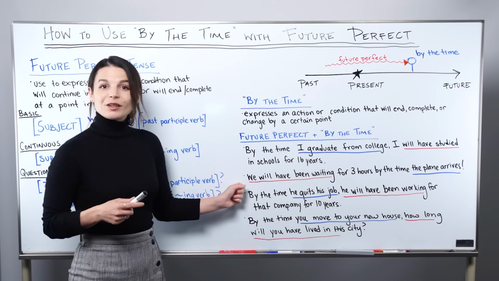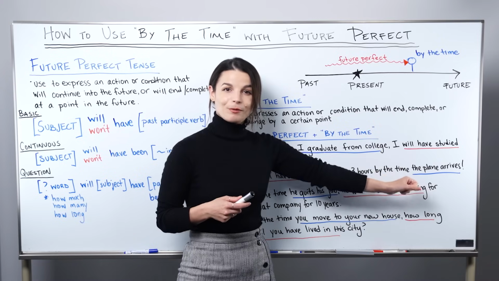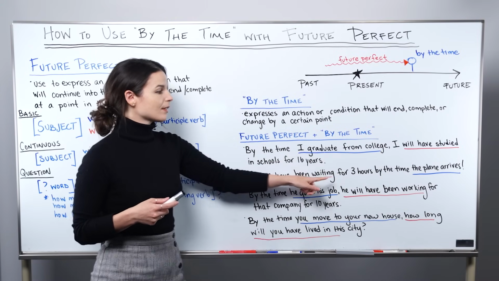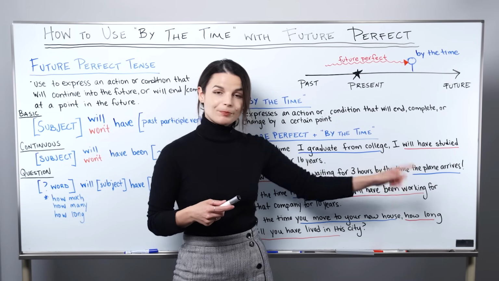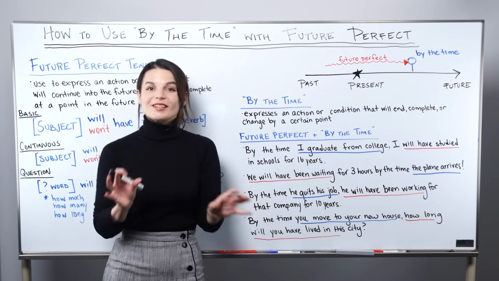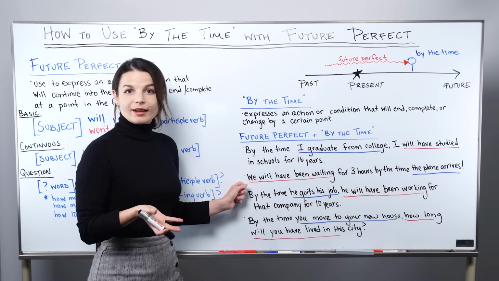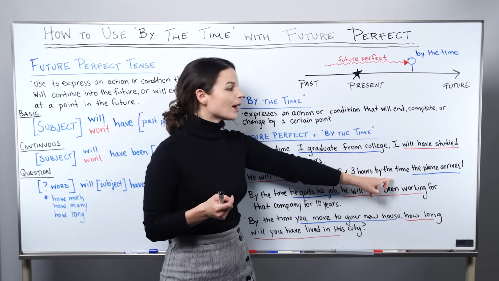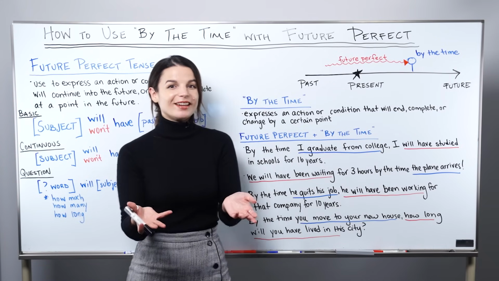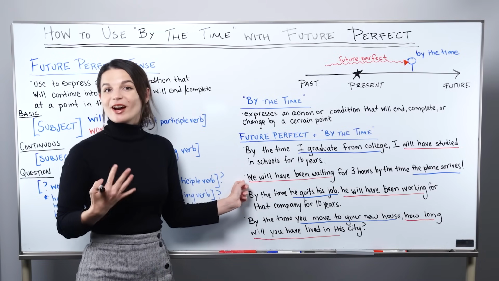Here, we will have been waiting for 3 hours by the time the plane arrives. So once more, we will have been waiting for 3 hours by the time the plane arrives. Okay, so first you might notice that this sentence switches the order of the two ideas, right? We have the future perfect part at the beginning of the sentence and the by the time part at the end of the sentence. This is totally fine. It's up to you what you want to emphasize here. In this sentence, we have this waiting at the beginning of the sentence. It has a little more emphasis.